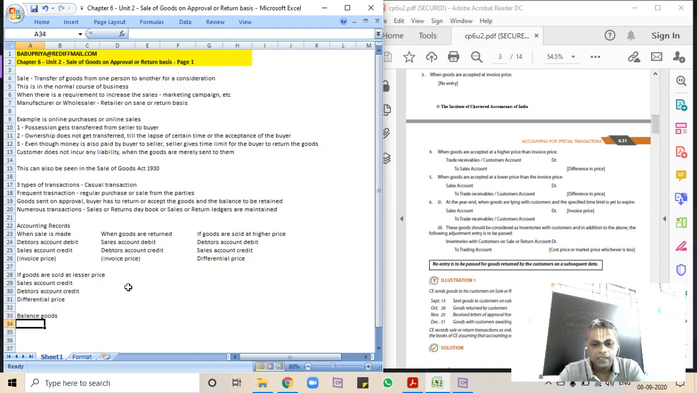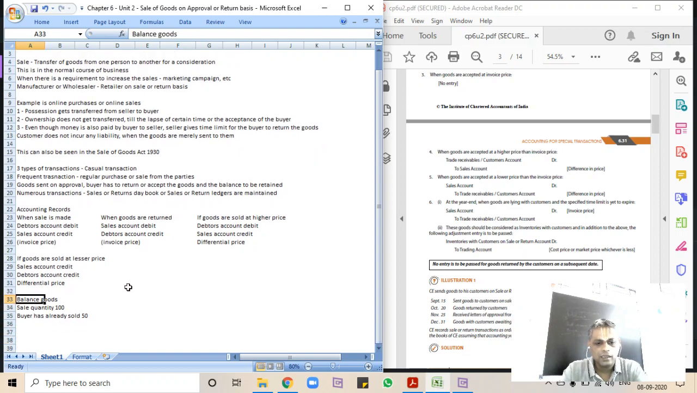Balance goods. Say sale quantity is 100 and the buyer has already sold 50, and in this case the time limit to return has not expired. Like we are sending it on 30th March with an option to return it in a week's time, and it is 31st March year end. So what is the entry that we have to process for the year end?